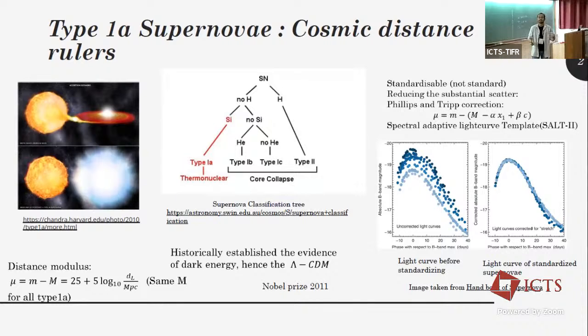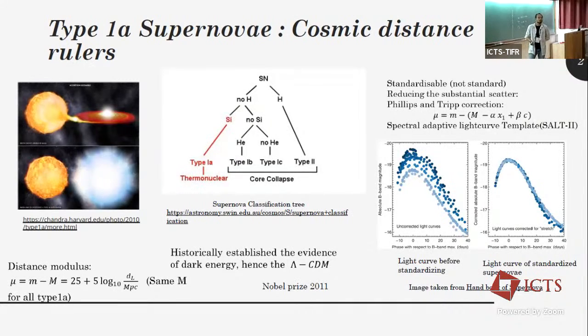The white dwarf accretes mass from the star, and when it exceeds the Chandrasekhar limit, it explodes as a Type Ia. They are termed standard candles because the absolute magnitude for all Type Ia supernovae is the same, so knowing the apparent magnitude, we can know the luminosity distance to them. Basically, they are standardizable, not standard, because there's a scatter in their light curve.